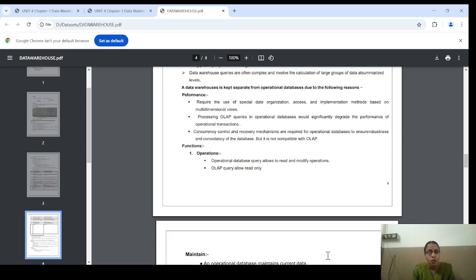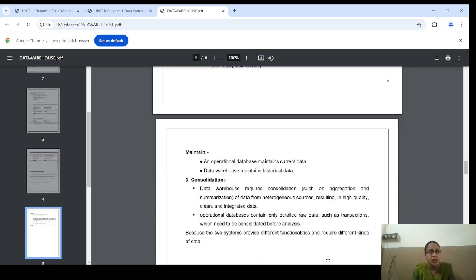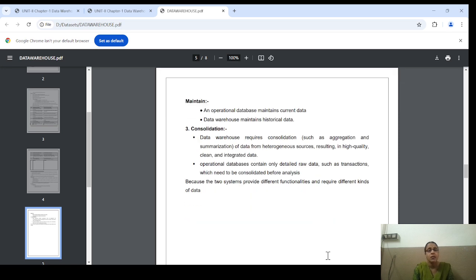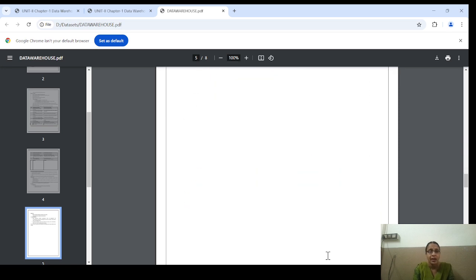Operational database queries allow both read and modify operations, but only read-only operations are allowed in OLAP. Maintenance means that an operational database maintains current data, but a data warehouse maintains historical data. Consolidation means that a data warehouse requires consolidation, such as aggregation and summarization of data from heterogeneous sources. It results in high quality, clean, and integrated data. Operational databases contain detailed raw data, such as transactions, which need to be consolidated before analysis. The two systems provide different functionalities and require different kinds of data.